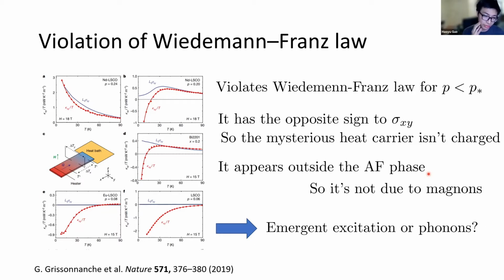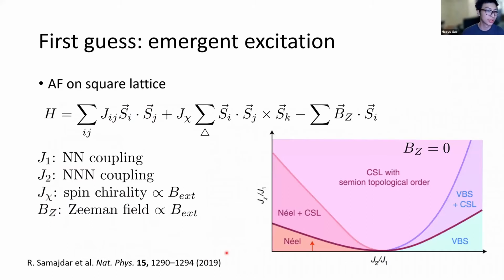there's no soft magnons. And so our first guess to this problem was that it could be some kind of emergent excitations in the Gutzwiller wave functions, or it can just be phonons. At the time of that paper, which was the earliest one, based on various evidences, we saw that it might not be phonons. So our first guess of this problem was to look at some emergent excitations in the Gutzwiller wave functions.